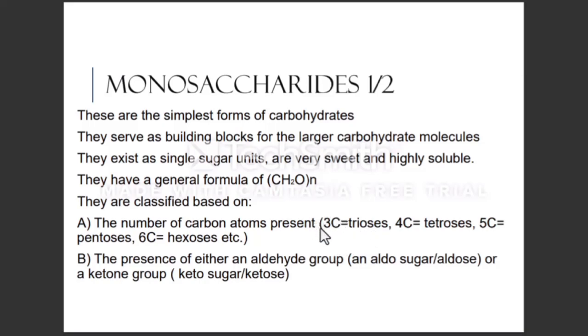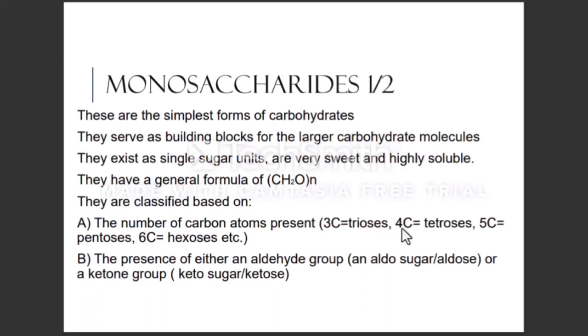So if they contain 3 carbons, we call them trioses. If they contain 4 carbons, we call them tetroses. If they contain 5 carbons, we call them pentoses. If they contain 6 carbons, we call them hexoses. So examples of trioses: carbohydrates, monosaccharides that contain 3 carbon atoms. We have glycerate, we have acetone. So those are examples of 3 carbon containing monosaccharides.